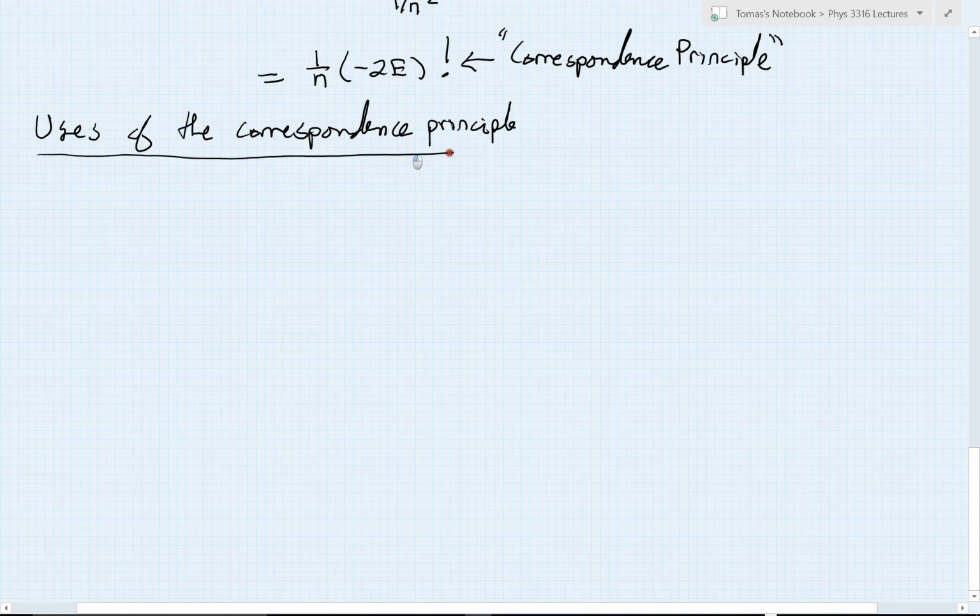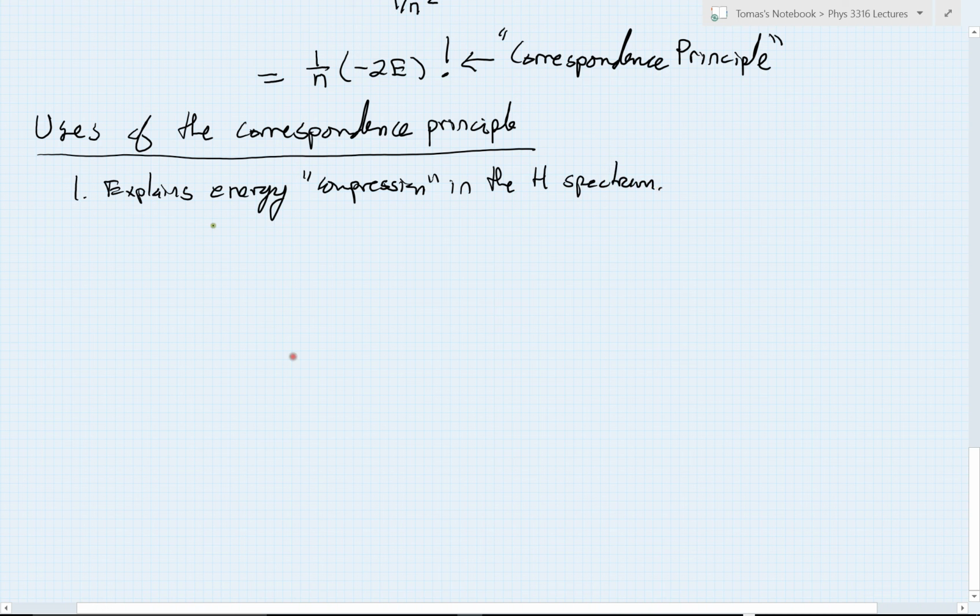So the first use I want to show you is that it explains a somewhat mysterious phenomenon that I like to call the energy compression in the hydrogen spectrum.